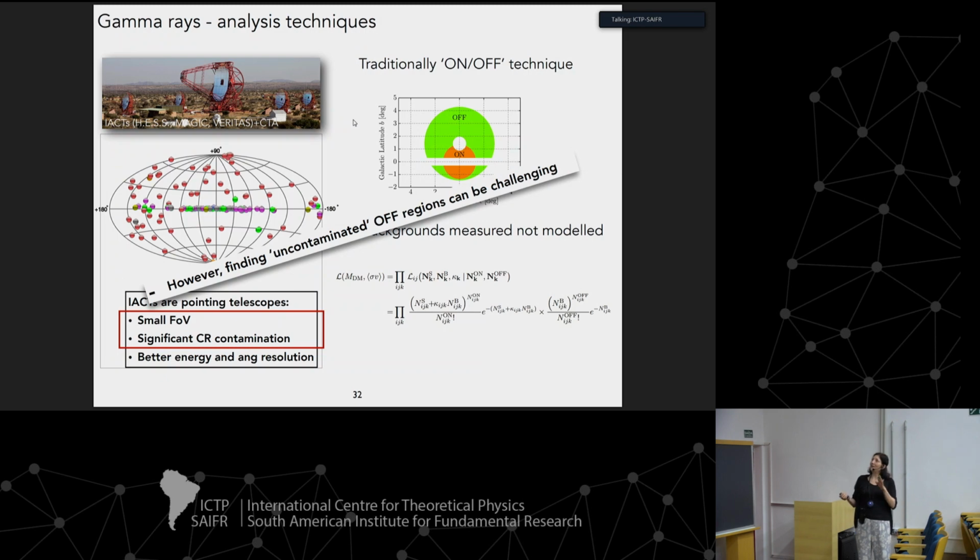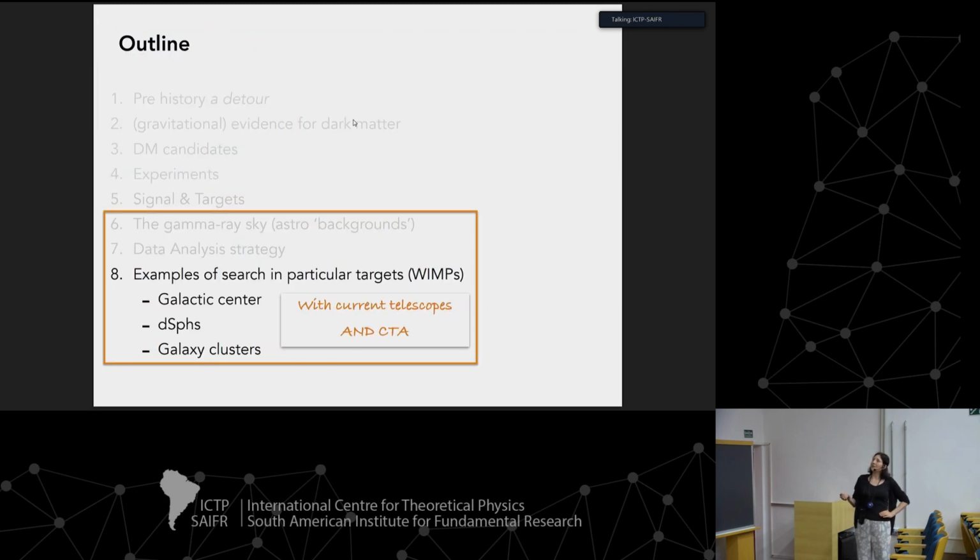Okay, so this was very briefly all about the analysis I wanted to say, and now I wanted to give some concrete examples of WIMP searches. First with current telescopes and then with CTA.